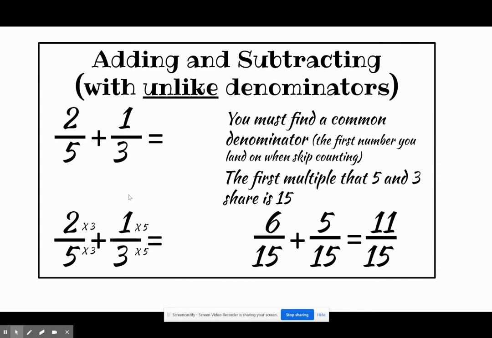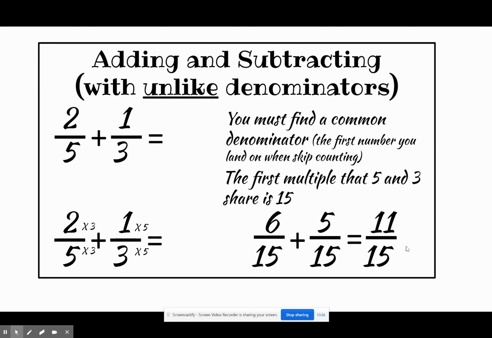So what you do is you take the opposites. You're going to multiply this fraction by 3 and you're going to multiply this fraction by 5. So down here, when I've done that, I do whatever I do to the bottom, I do to the top. I multiplied this to get 15 on the bottom. So that gave me 6 over here. And to get 15 on the bottom over here, I multiplied by 5. And then I multiplied by 1.